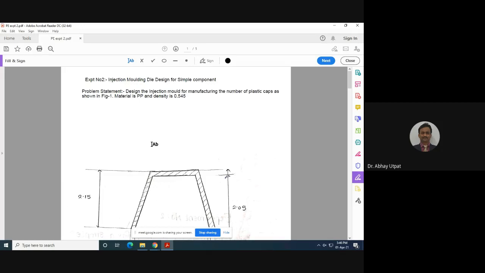Now the drawing is in front of you. You are going to design the die in terms of a drawing, and then manufacturing will be done by a separate shop. So the outcome of the experiment is, at the end of the experiment, students should be able to design an injection mold die for a given component.